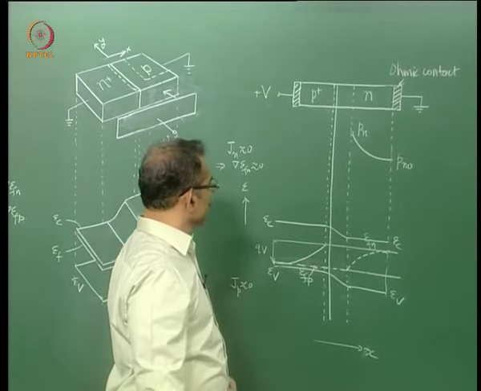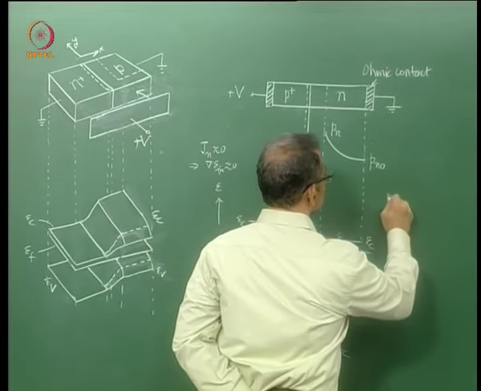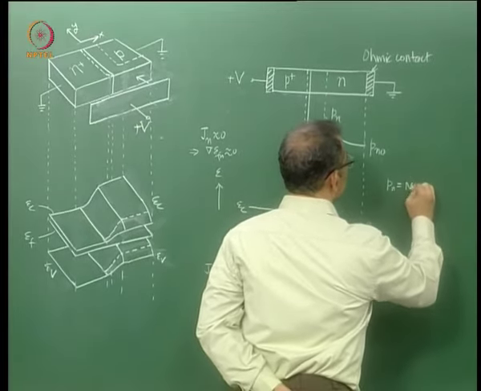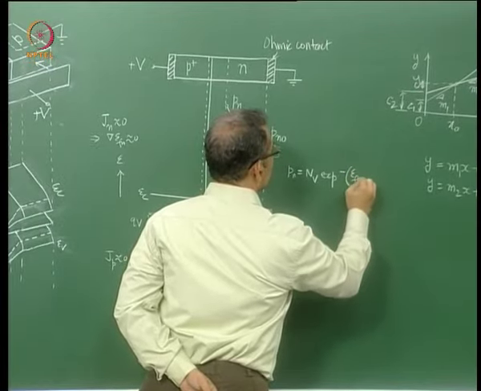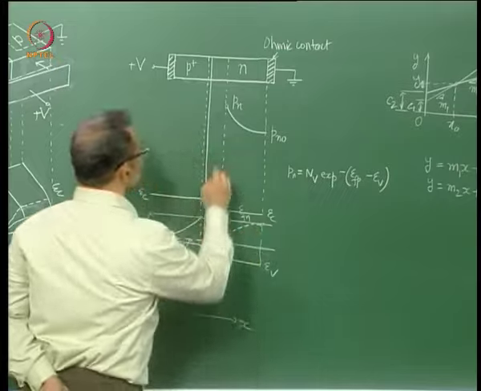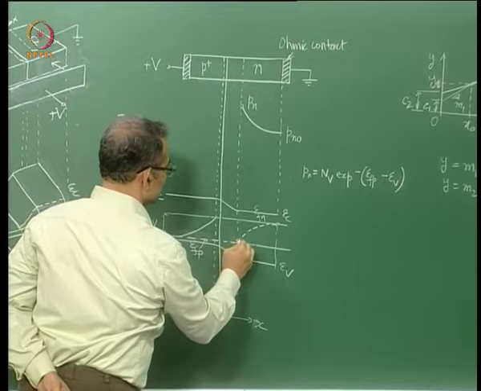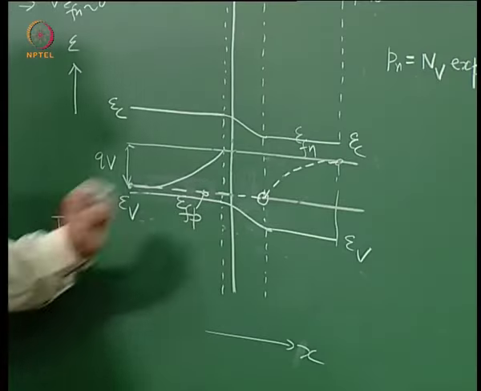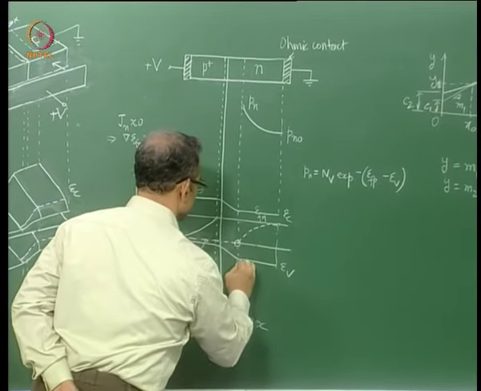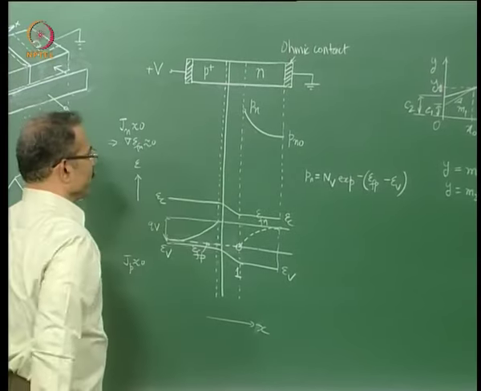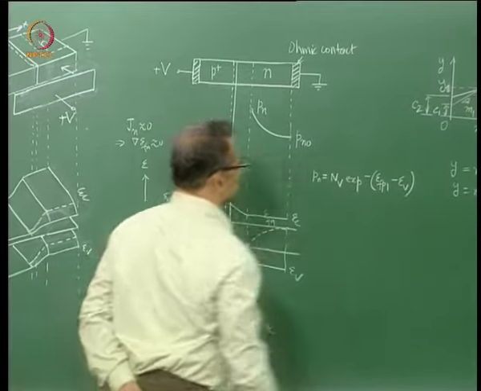Now using the band diagram, let us see how I can get Pn. I can write Pn as NV into exponential of minus of EFP minus EV, at which point? So you take this point, that is here. So here this is your EFP. So let us call this point as point number 1 for our case, this edge of the depletion region. So therefore, location of EFP at this point 1 I will indicate as EFP1.